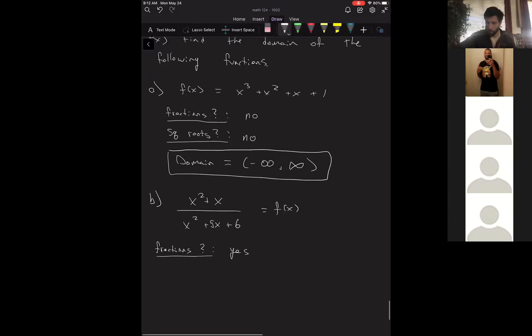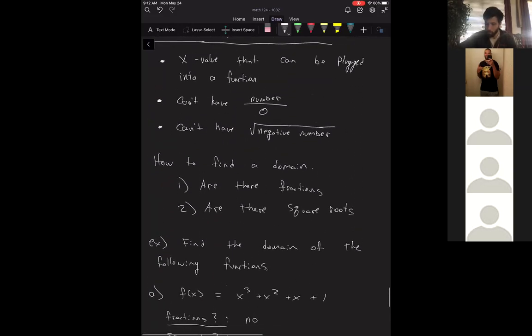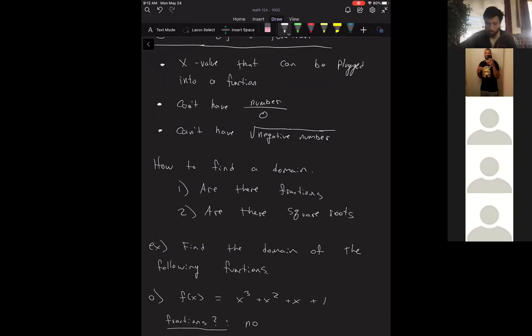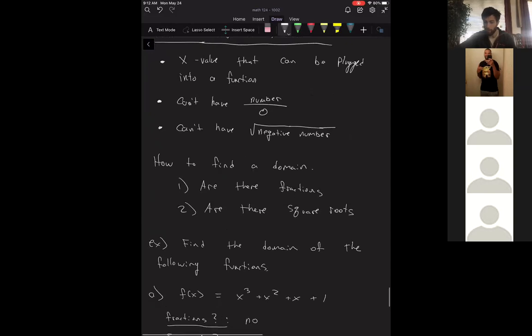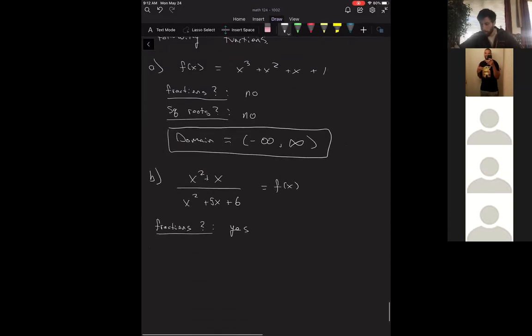So let's go back. What happens? As we set up here, we can't have a number divided by 0. So we can't have 0 in the bottom of a fraction. So that can't happen. So what does this mean here? What's the bottom of our fraction? Well, the bottom of our fraction is x squared plus 5x plus 6. We can't have that equal to 0. So because of this, we have to make sure x squared plus 5x plus 6 does not equal 0.